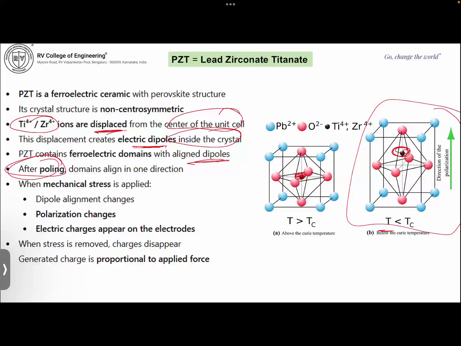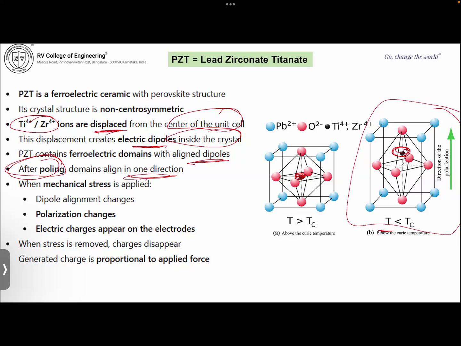After poling. Poling means when the ceramic material is made in the form of a pellet and, at some high temperature, about 350 degrees centigrade, they apply an electrical field to align the dipoles. That is called poling. Domains align in one direction.